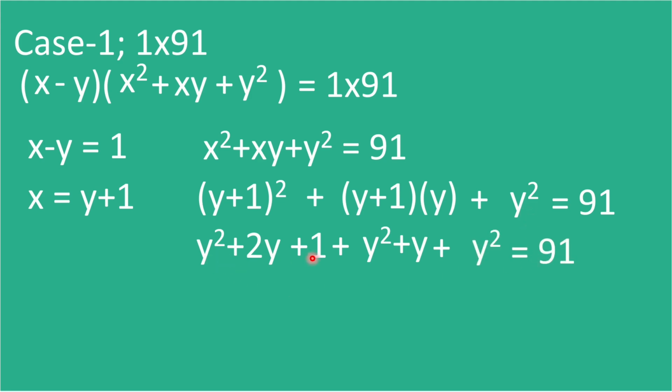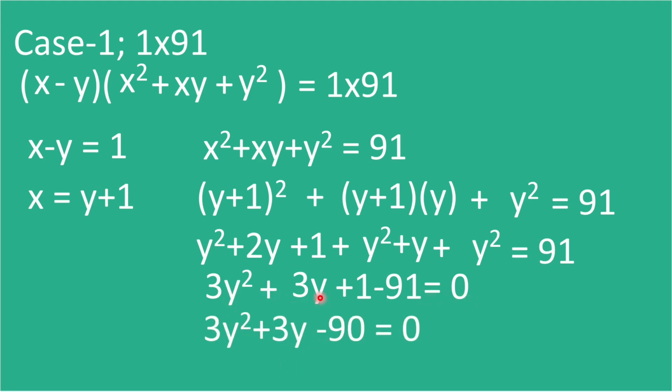Now y squared plus y squared plus y squared will become 3y squared, and this plus 2y and plus y will become plus 3y. Similarly this plus 1, and we will shift this 91 to this side of the equation. So this will become plus 1 minus 91 equals 0. In the next step, 3y squared plus 3y, and this will become minus 90, which is equal to 0. Now we will divide this whole equation by 3 on both sides. So this will become y squared plus y minus 30 equals 0.